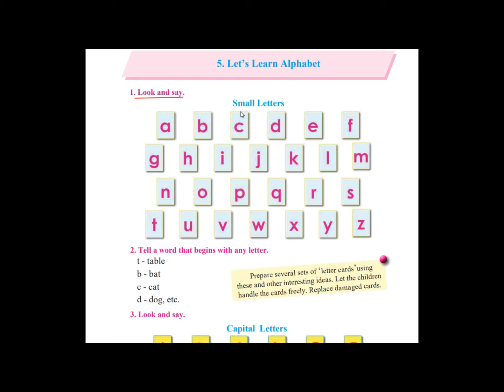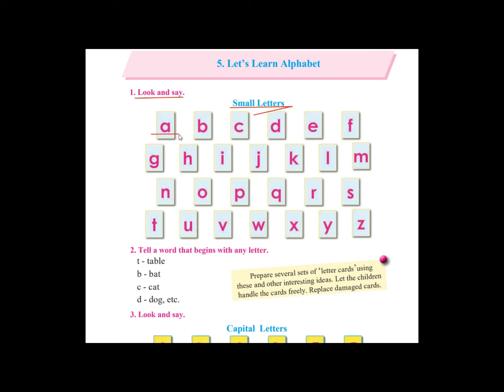So students, can you tell me how many alphabets are there in English? There are 26 alphabets in English. So let's learn first small letters. What we have to see first? We have to see first small letters. Students, see what is in front of you. These are small letters of English. Now see, what is this?